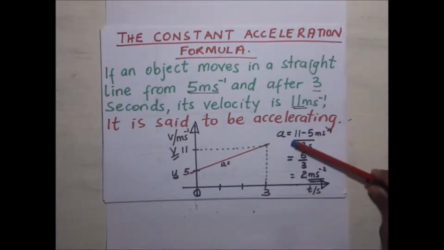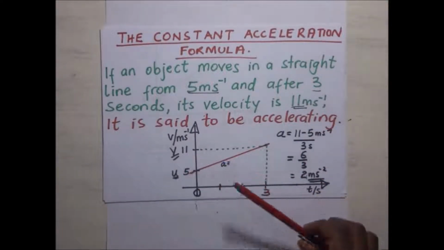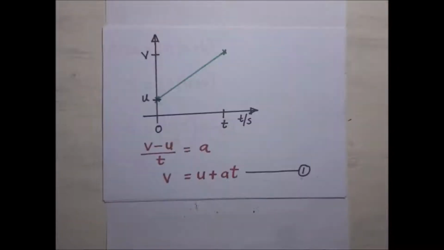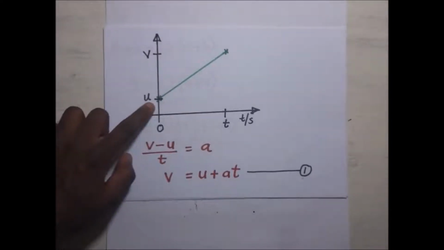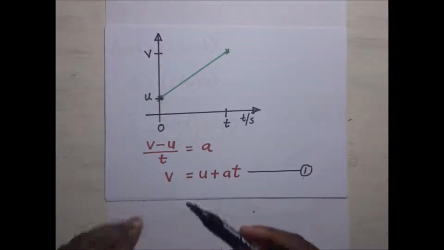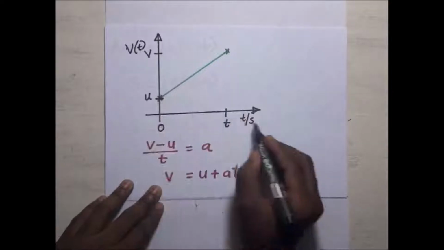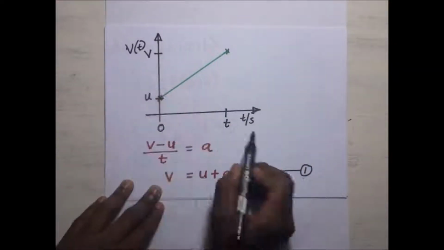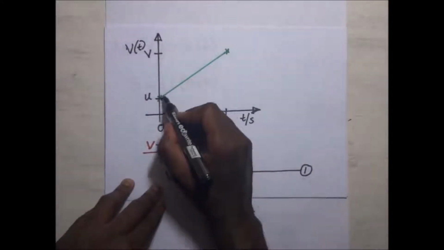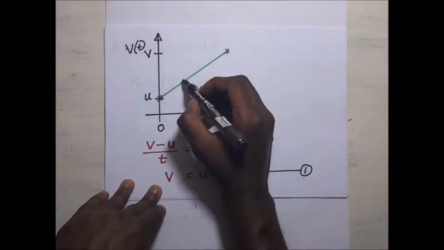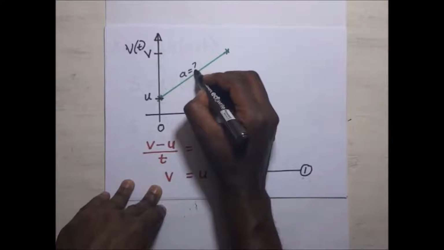And so we are going to use this kind of analogy to derive our first equation of motion. Now looking at our first equation of motion, still we are going to consider an object. It is moving from initial velocity u to final velocity v, and when you draw a velocity time graph, this is velocity in meters per second, this is time in seconds.